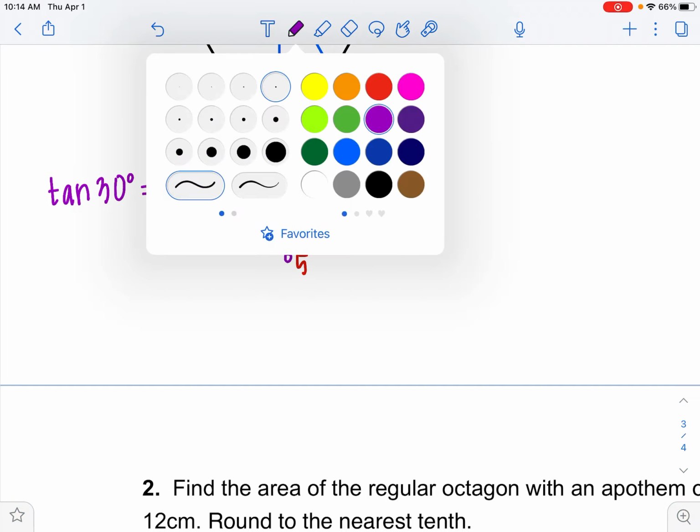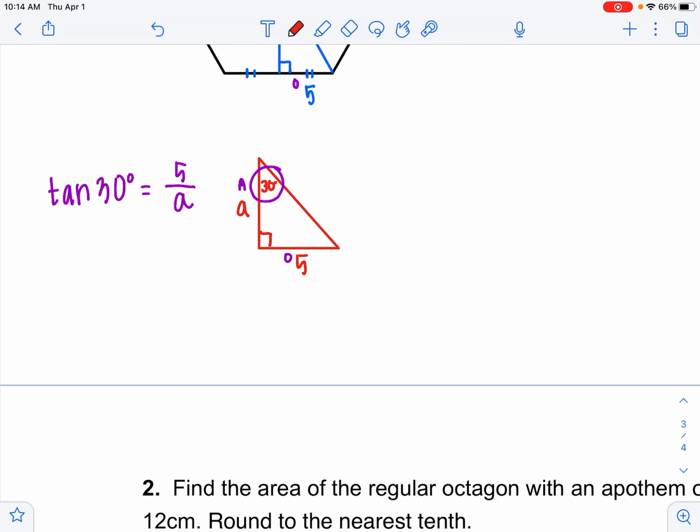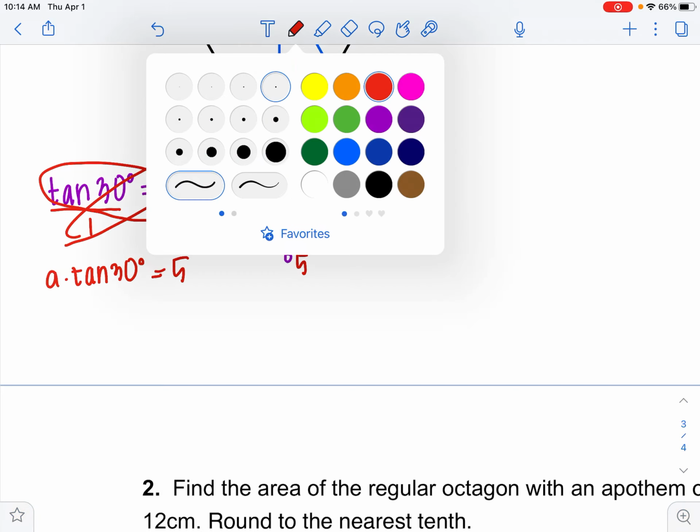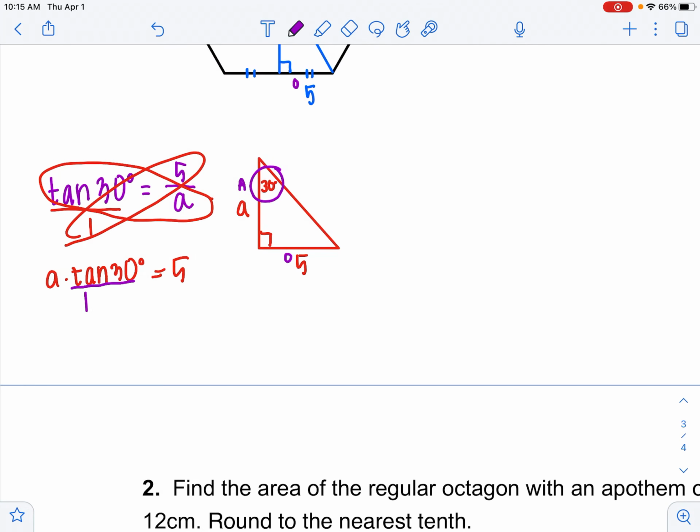All right, now I need to solve for A. So remember, if I'm solving for a missing side, I'm going to cross multiply. I'll put this over 1. I get A times the tangent of 30, so we're multiplying these two, is equal to 1 times 5, which is 5. I still need to get A by itself, so now I need to divide by tangent of 30 degrees. Divide by tangent of 30 degrees. So I have A is equal to 5 over tangent of 30.